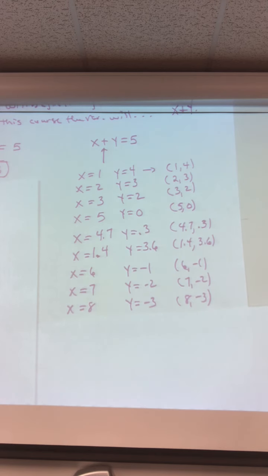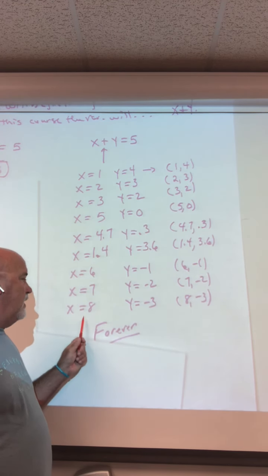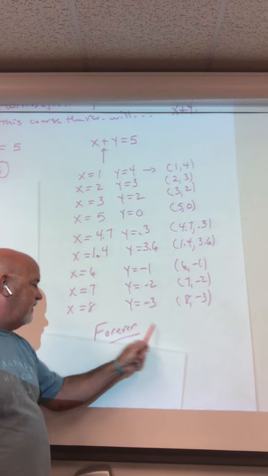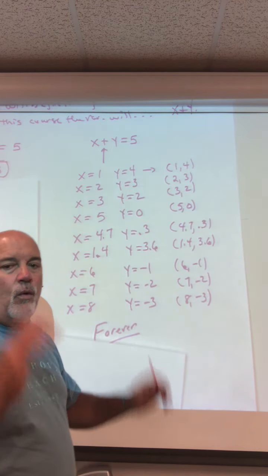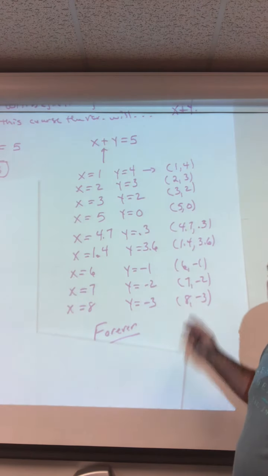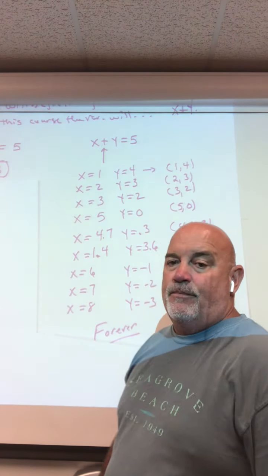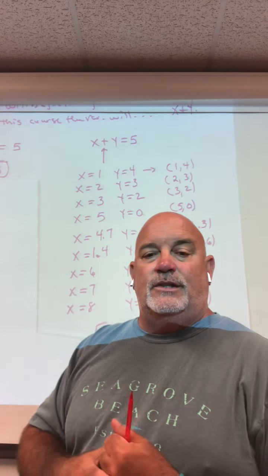And you say, well, Mr. Hunter, wait a minute, you could go on forever doing that. And you're exactly right, I could. So all I got to do is keep this pattern going. 9, negative 4, 10, negative 5, 11, negative 6. And I could go on my entire lifetime and never give you all the pairs of numbers that add together to give you 5. So I ask you the question now.